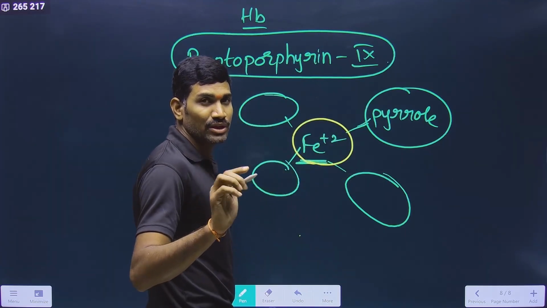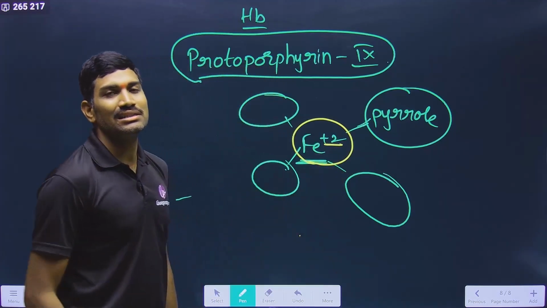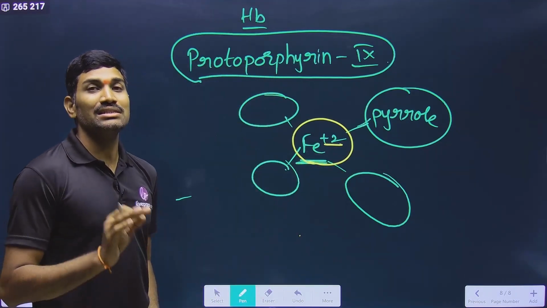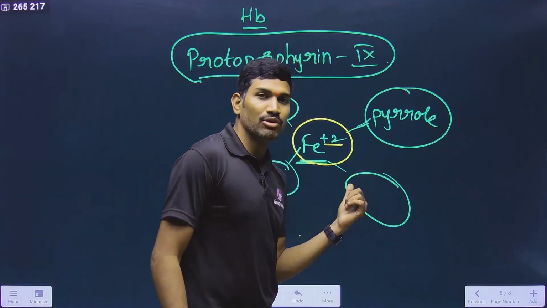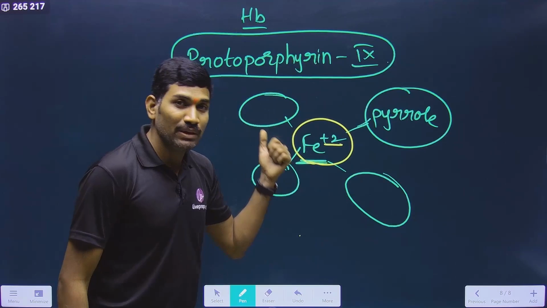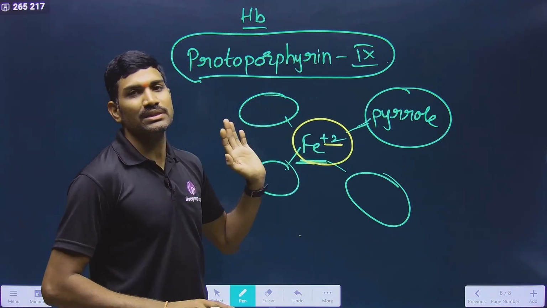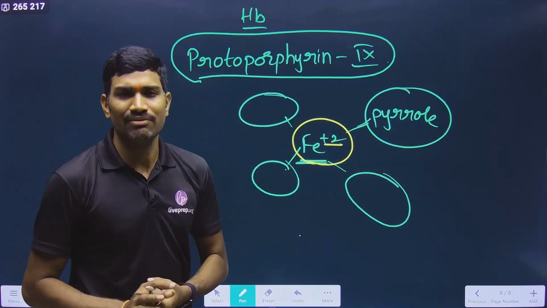This is the first important point. The second important point: the oxidation state of iron is Fe plus 2, that means it is the ferrous form. If it is Fe plus 3, that is the ferric form. But here in the hemoglobin, it is present as Fe plus 2, the ferrous form. Very, very important, please remember this. And these are connected with the globin chains, alpha chains and beta chains.